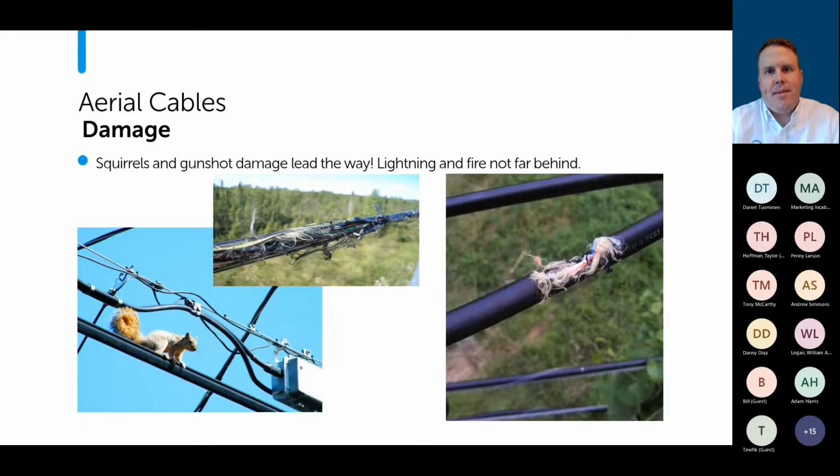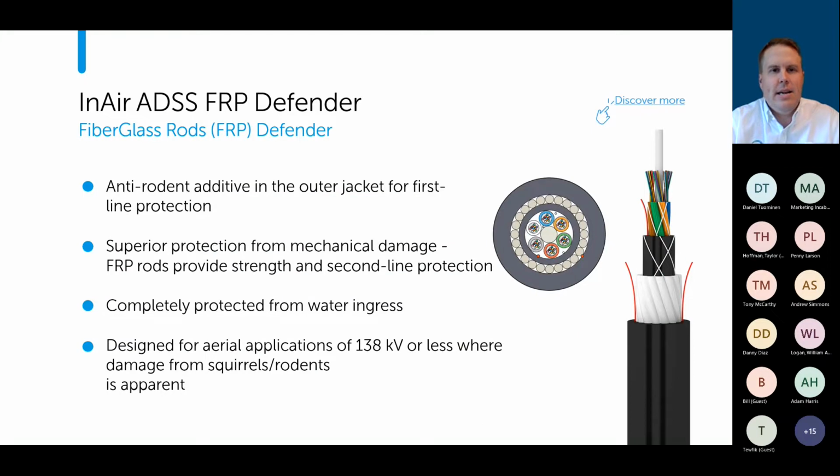And again, talking about the damage on the aerial cable, squirrels and shotgun damage are the leading causes of aerial cable damage. You've also got lightning, fire, things like that. There are some different options out there to help fight against these. The In-Cab In-Air ADSS FRP Defender is a great rodent resistant solution, as we put an additive into the outer jacket, essentially like a hot sauce, right? It just doesn't taste good to the squirrels.